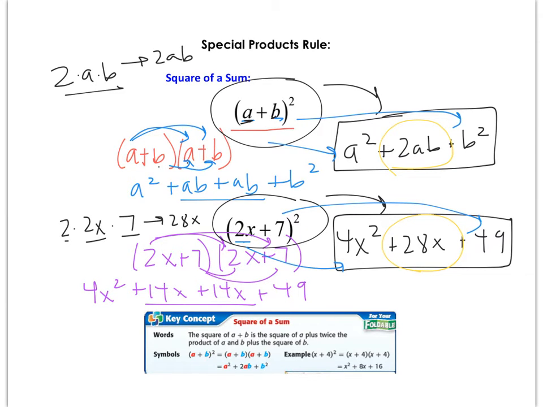The key concept written down below just states in words that the square of a plus b is the square of a plus twice the product of a and b plus the square of b. And then in symbols, there it is, and there it is in an example as well. And this was a square of a sum.